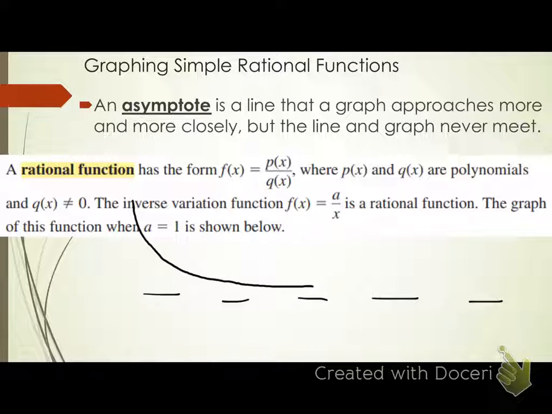Okay? A rational function has the form f of x equals p of x over q of x, where p of x and q of x are just polynomials, and q of x does not equal 0. We talked about inverse variation yesterday. The inverse variation function, f of x equals a over x, is a rational function. The graph of this function, when a equals 1, is shown on the next slide.